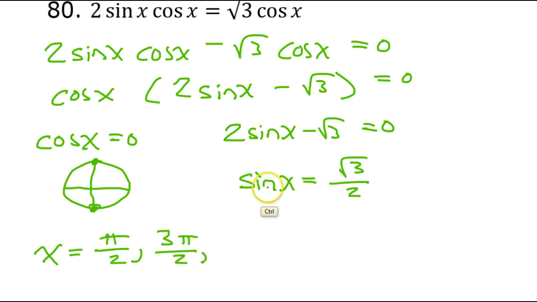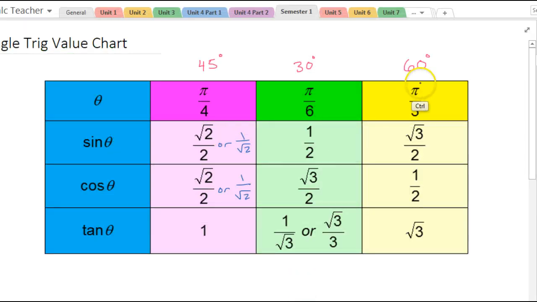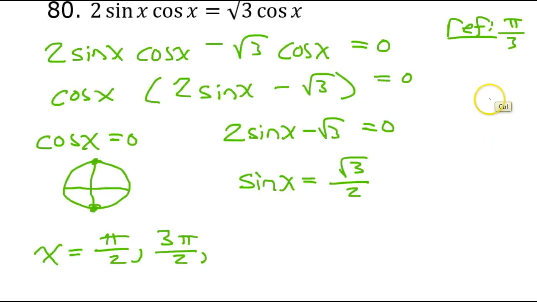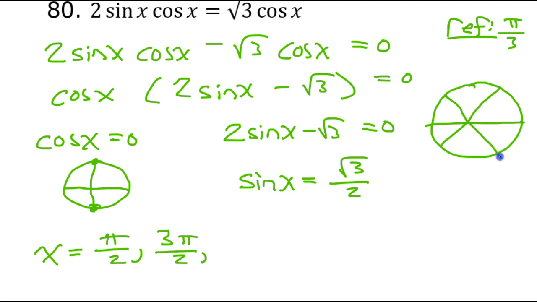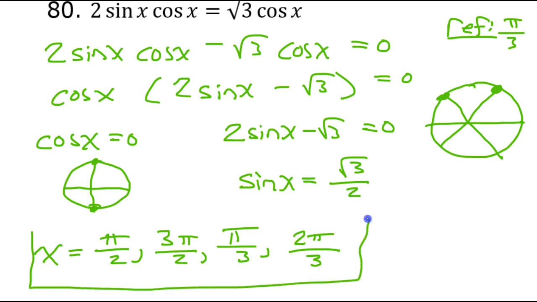Now, the sine of what angle is radical 3 over 2? Well, that is pi over 3. All right, we've memorized that. The reference angle. All right, the sine of pi over 3 is radical 3 over 2. Okay, but there's more than one answer here. Sine is positive in the first quadrant and in the second quadrant. So in the first quadrant, that is in fact pi over 3. But in the second quadrant, that is 2 pi over 3. All right, so that is it for number 80.